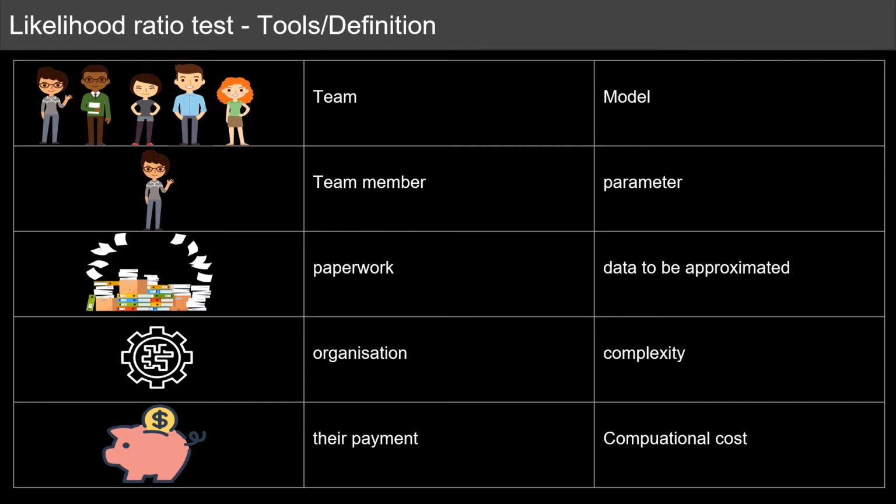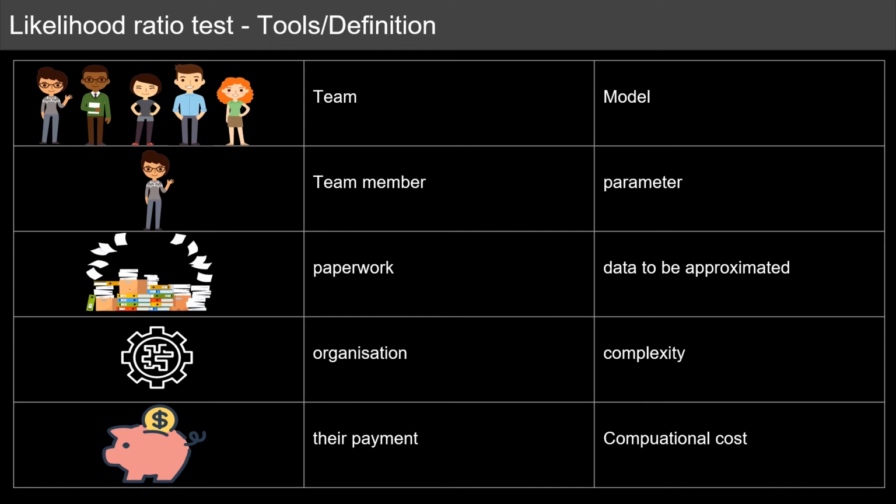Well, just switch the team with the model, their paperwork with the data that needs to be approximated, and each TA with a parameter, and you get the building blocks for a likelihood ratio test. Here, the organization of that team corresponds to the model complexity, as it also increases with more TAs, and their payment to the computational work that needs to be done. Both of which we obviously want to minimize.